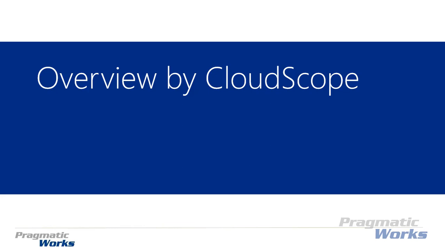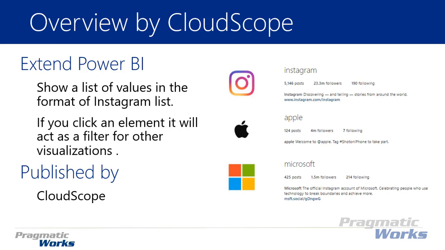the overview by CloudScope. Now this one obviously is developed by CloudScope, and the idea of this visual is to give you the ability to have a list of values shown in a similar Instagram format where you're kind of looking at a list of profiles, or it could be a list of products, whatever you want it to be. This visual allows you to have that look and feel where it feels like you're on Instagram. I'm not sure how many of you are users of Instagram, but it gives you that capability.